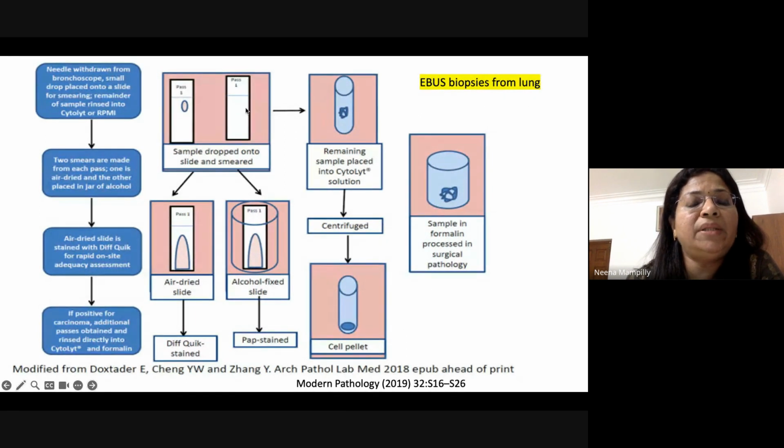So what is the recommendation is that the bronchoscopist gives you a drop of tissue on the slide, and the sample is dropped into 2 slides. The first one is air dried and stained for a rapid on-site evaluation. The second goes for alcohol fixation and pap staining. The remaining sample goes into cytolite solution. It is centrifuged and a cell pellet is formed. Whereas the biopsy goes into formalin and is processed in surgical pathology.